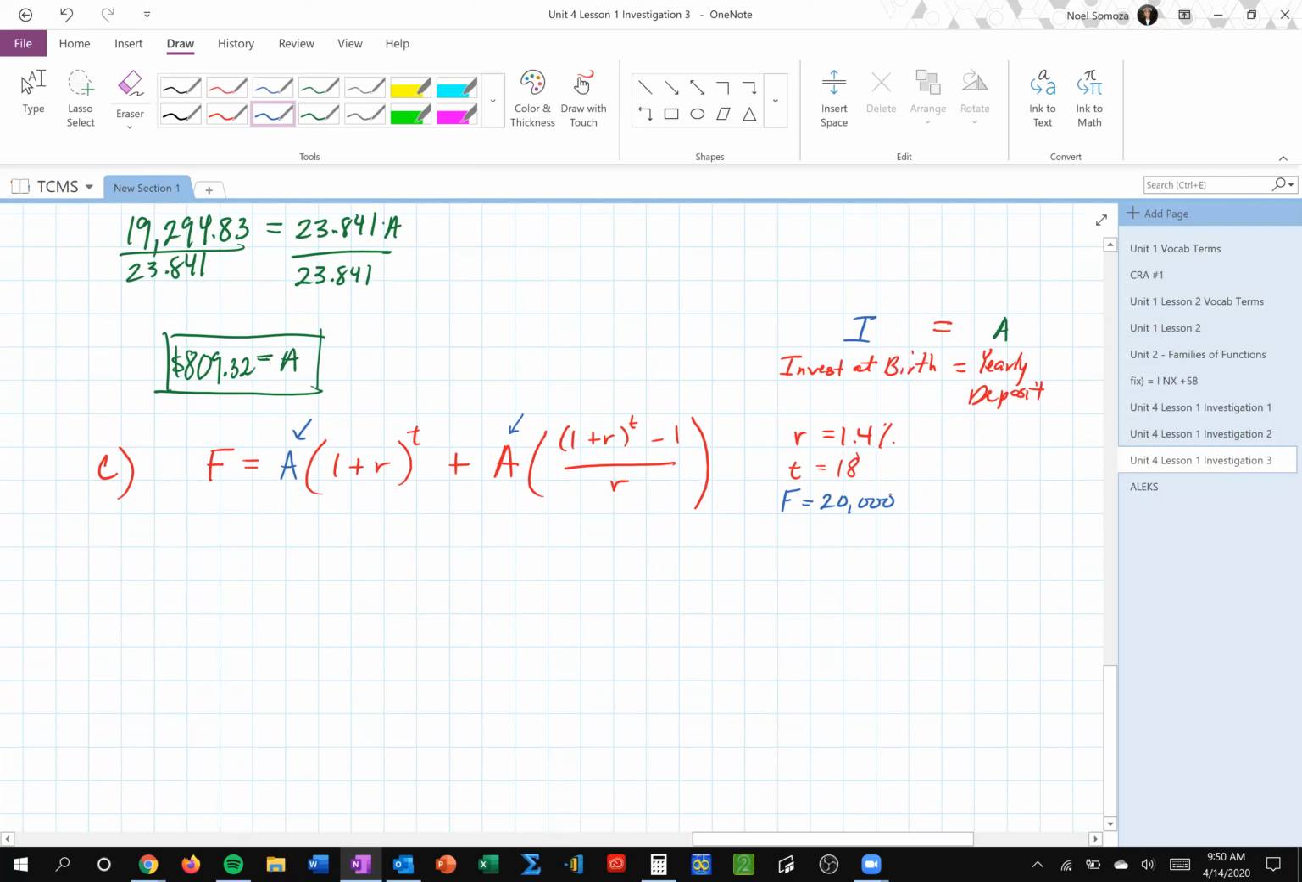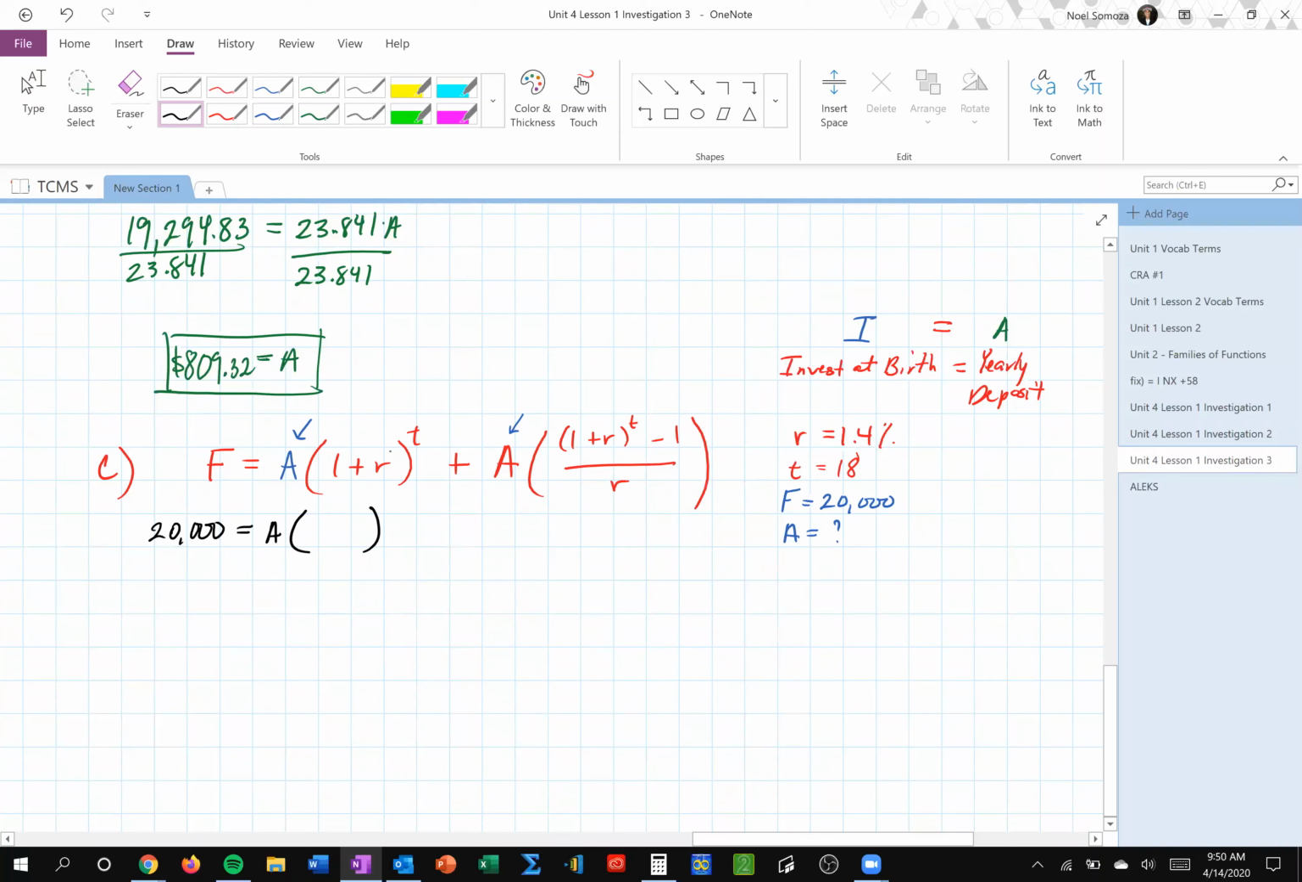We know that the thing we're solving for is going to be A. We've got to solve for A. All right, so let's plug everything in and see where this takes us. The final value, we know, is 20,000. A we don't know. We're going to solve for it, but we do know this part.